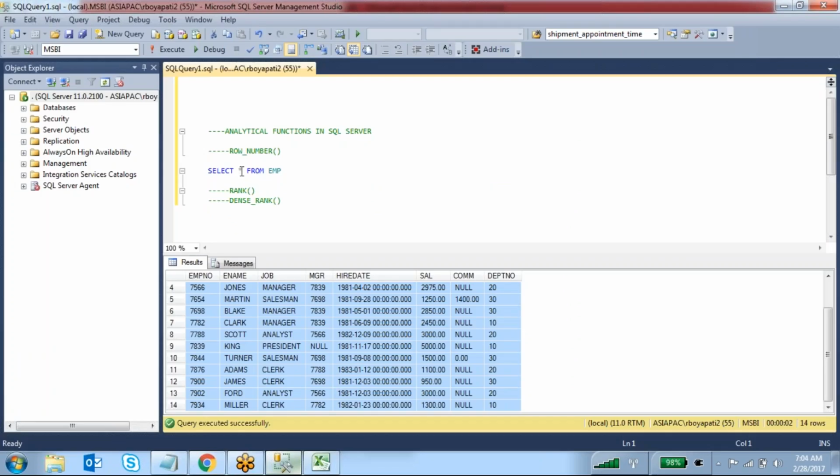So how can you write the syntax? After a comma, I'm going to write row underscore number, open bracket, close bracket. Immediately you have to write the over keyword: row number over order by employee number. In which order do you want it? Descending order. I want to give the alias name row number. So: row underscore number over order by employee number descending order.